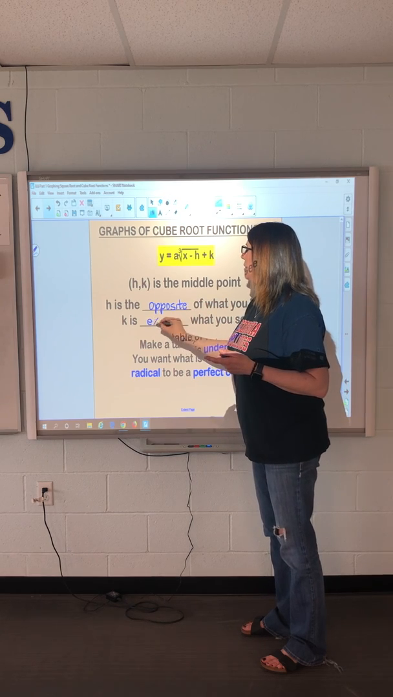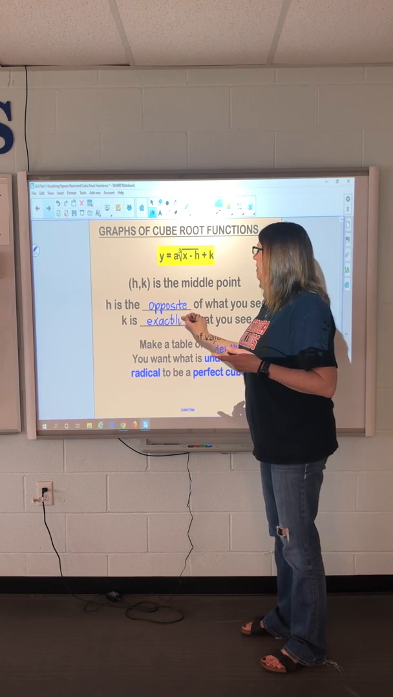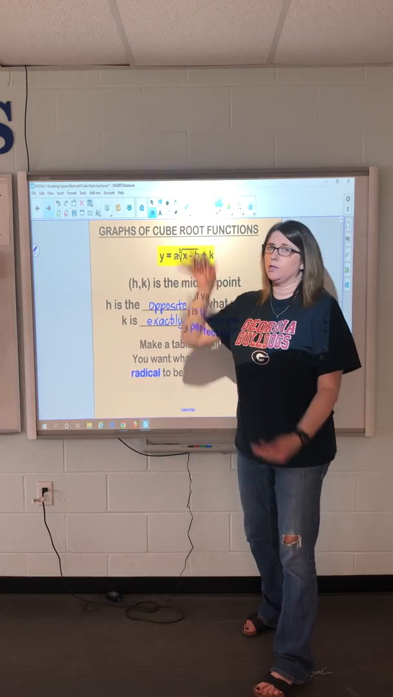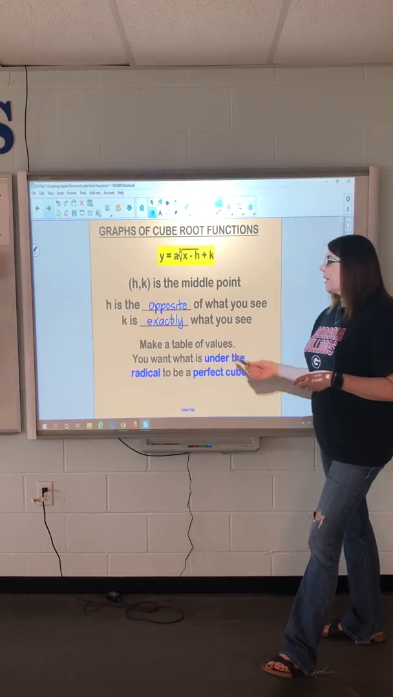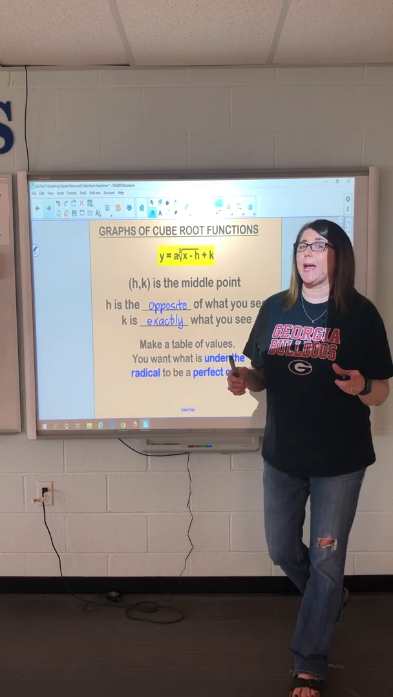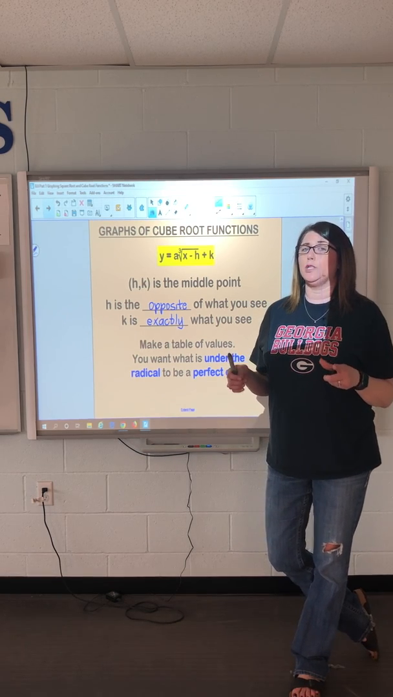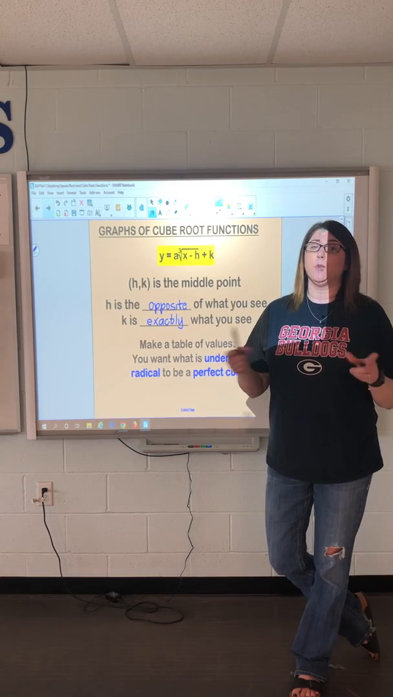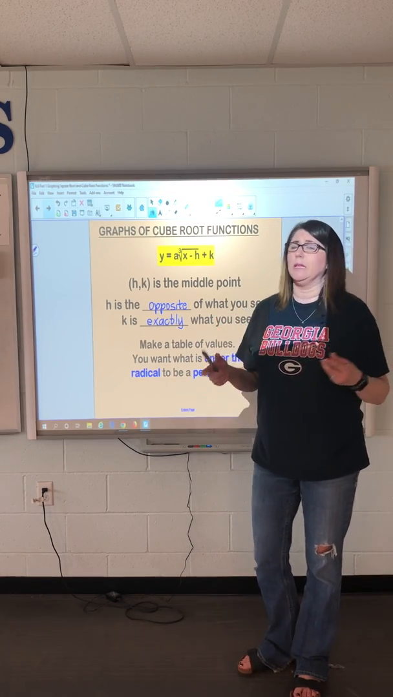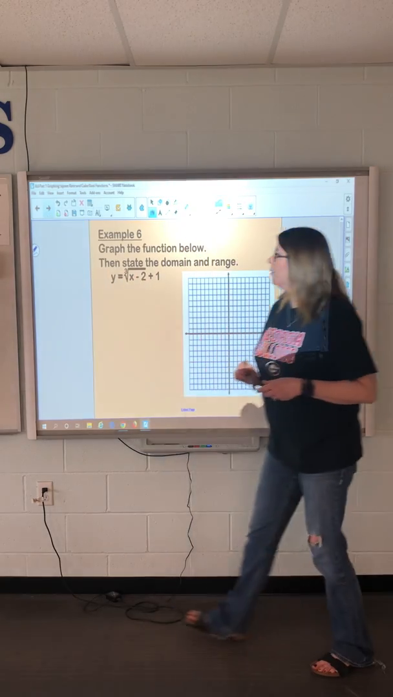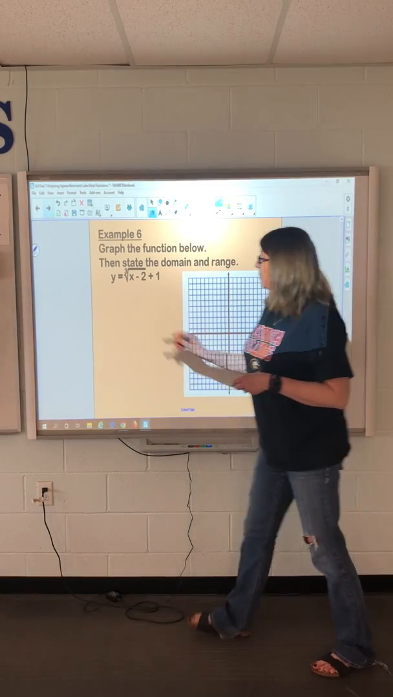K is still exactly what you see. Your value for A is either going to stretch or compress it. Remember, I'm talking about the cube root. It says make a table of values. This time you want your radicand to be equal to a perfect cube, not a perfect square. So positive 1, negative 1, positive 8, negative 8, those are typically the numbers that we want it to be equal to. So let's try it out with this problem.